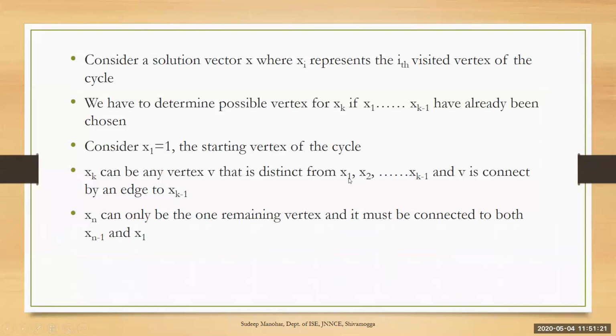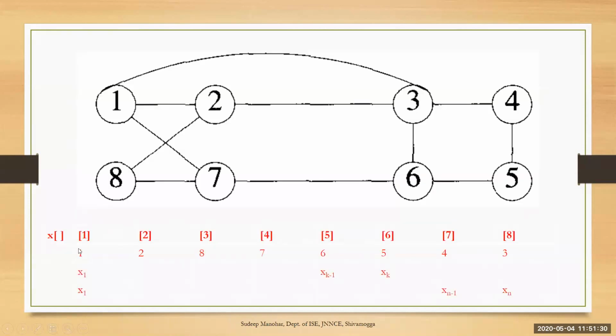What it tells is, say x1 to xk minus 1, the vertices are already chosen. I have chosen the first vertex, this is the second vertex. It means that from 1 to 2 there is an edge. From 2 to 8 there is an edge. From 8 to 7 there is an edge. From 7 to 6 there is an edge. Now, whatever new vertex you are choosing, it is vertex V. Whenever you choose a vertex V, it should always have an edge from xk to xk minus 1. So from 6 to 5, there should be an edge. So only those vertices you are supposed to choose.